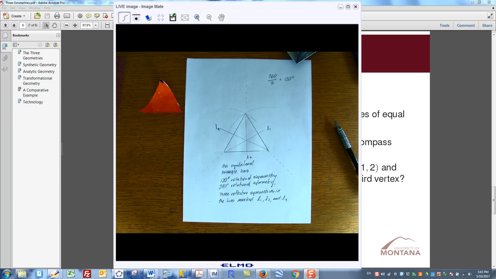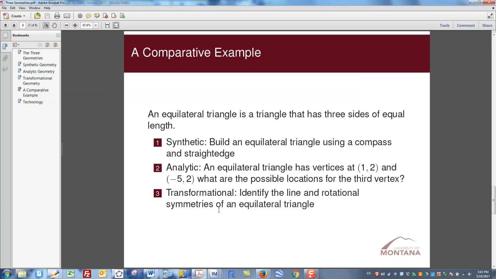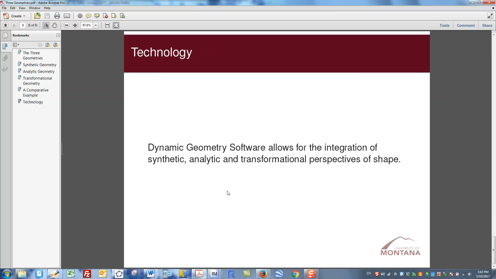I want to spend just a little bit of time now talking to you about technology, and we'll end here. One of the things that's really changed the landscape of teaching geometry in the last 20 years is the rise of the availability of dynamic geometry software that allows for the integration of synthetic, analytic, and transformational perspectives of shape.